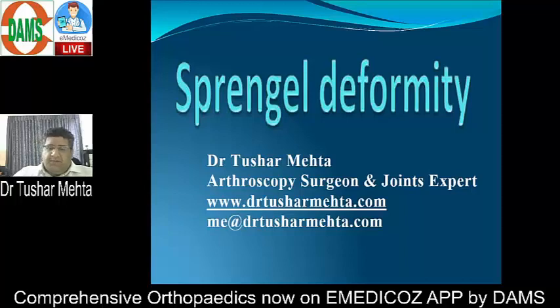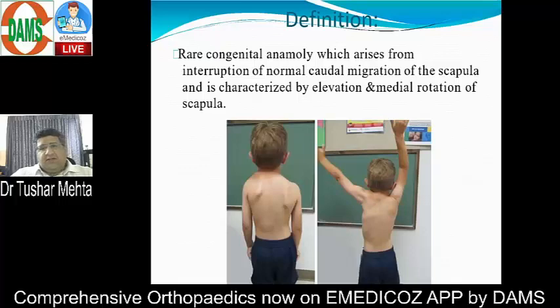So let's begin. What is Sprengel's deformity? See, first of all, it's a congenital anomaly, not very commonly seen in clinical practice. It's a little rare one. Now, what it is all about, this is an interruption in the caudal migration of scapula. So ideally, at the time of birth and even before that, scapula is usually a high riding bone. So it should descend down. And when it does not descend down, if there is no normal caudal migration, if that is interrupted, then this is what we call Sprengel's deformity.